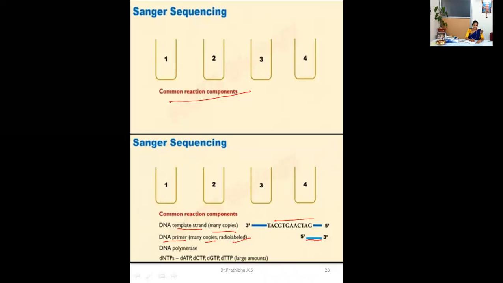So this is the primer. Then we need the DNA polymerase enzyme. Then we need to provide the normal dNTPs, the deoxynucleoside triphosphates, in large amounts, the individual nucleotides. These are the common reaction components. In all these reaction tubes, you are going to provide the DNA template, DNA primer, DNA polymerase and all the dNTPs. All of this is common to the four reaction tubes.